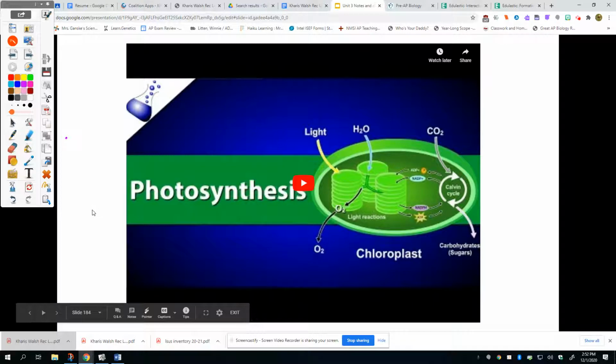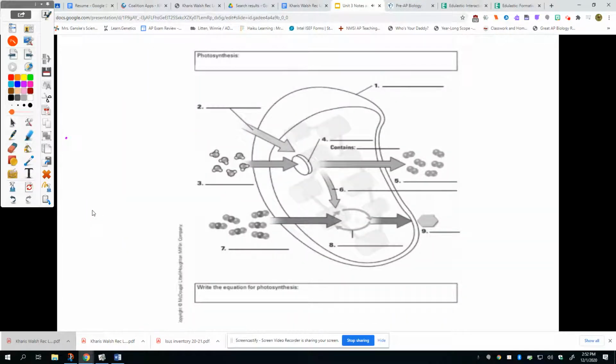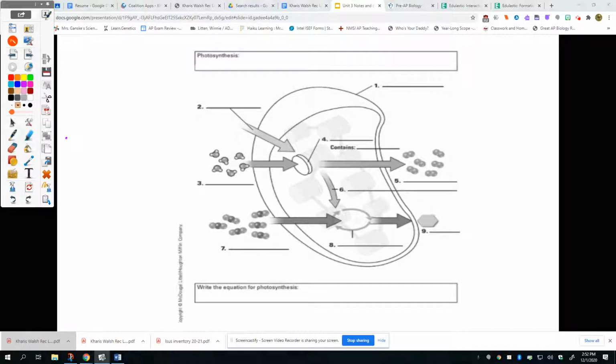All right, guys, so let's look at this diagram. This is a great tool to study. In fact, we will take a quiz tomorrow that will cover this diagram. It will be this diagram and the equation for photosynthesis. So let's go through this. Let's talk about why this diagram is so great and all the information you can get from it. But let's start off.